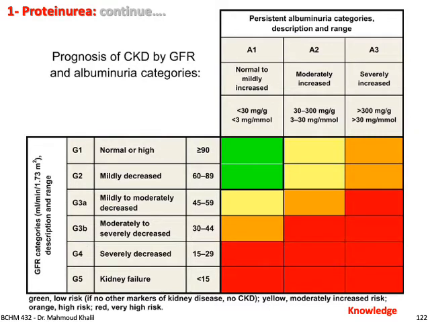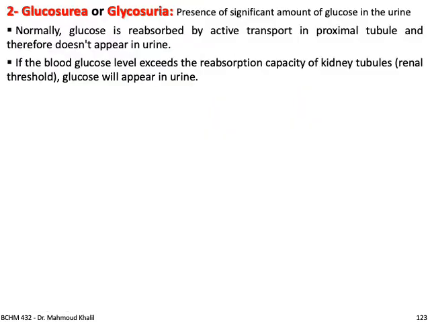This table shows the relationship between the GFR categories, G1, G2, G3, G4, which are the categories of the glomerular filtration rate, in relation to the proteinuria or albuminuria categories, description, and range. And you can see how severe it is, the increased risk when it's red. So this table is only for knowledge, you don't need to study these tables.